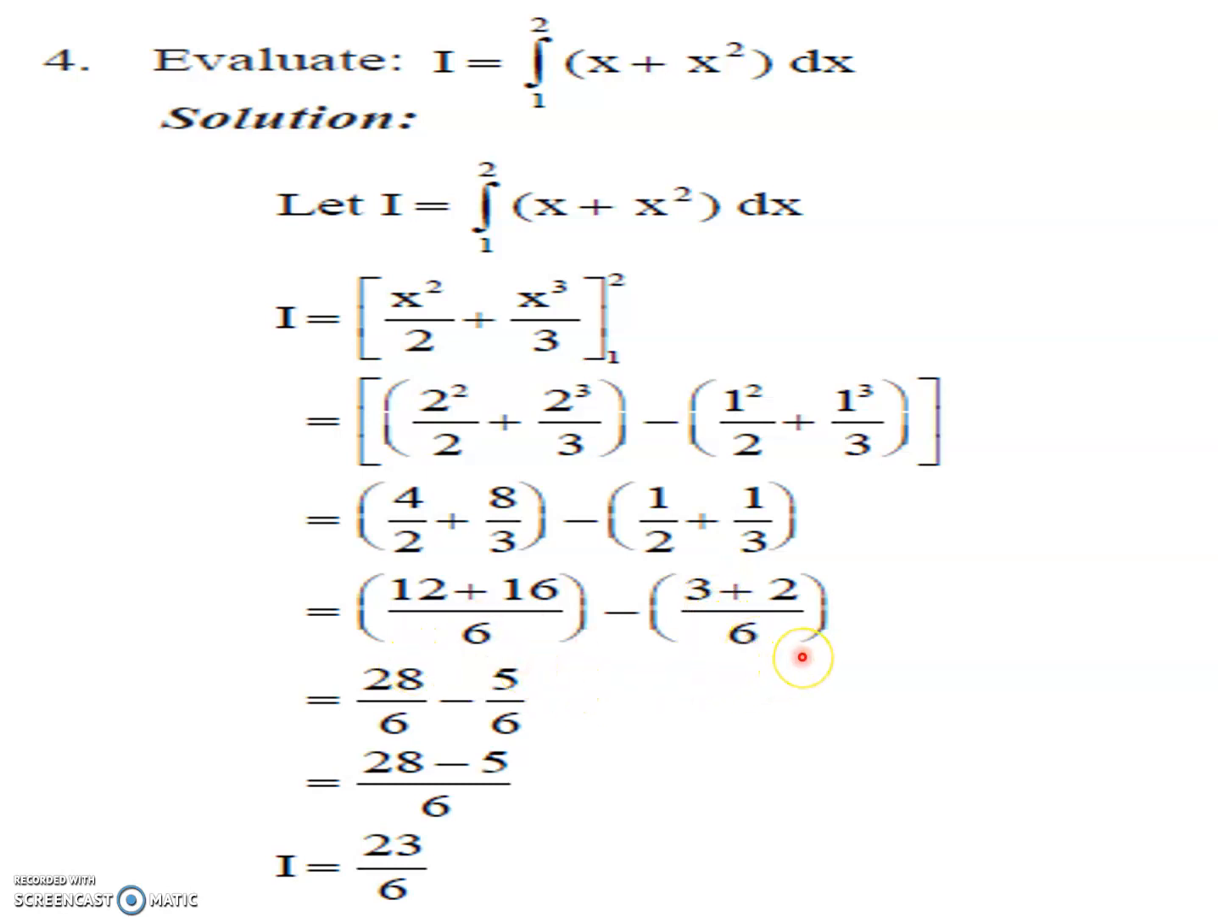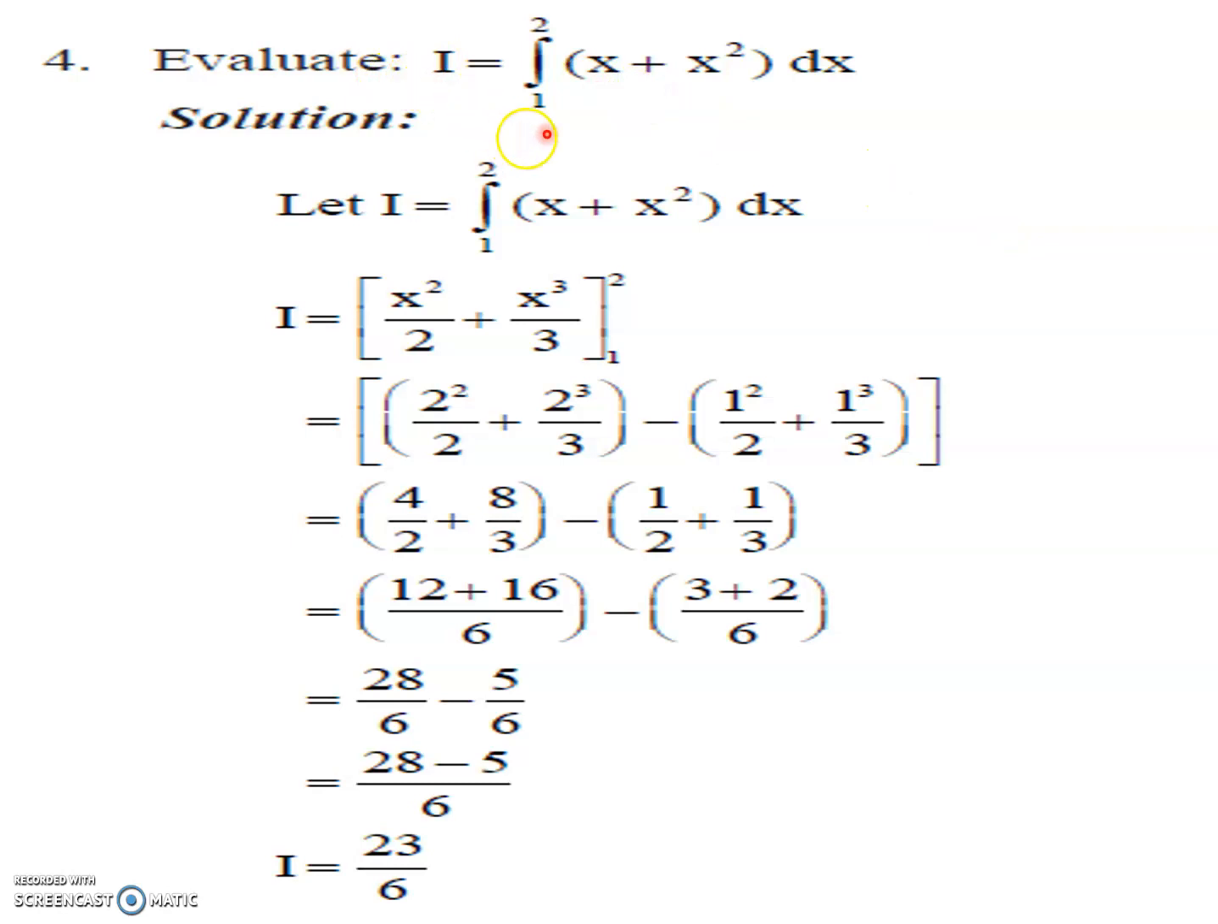Denominators have the same value, that is 6. So 12 plus 16, that is 28. 3 plus 2 is 5. That's why the middle sign is minus. 12 plus 16, 28 divided by 6 minus 5 upon 6 gives the answer 28 minus 5 upon 6. We know that 28 minus 5 is 23 upon 6.